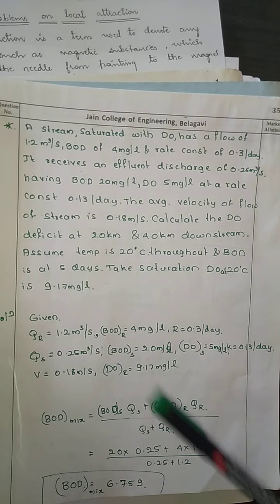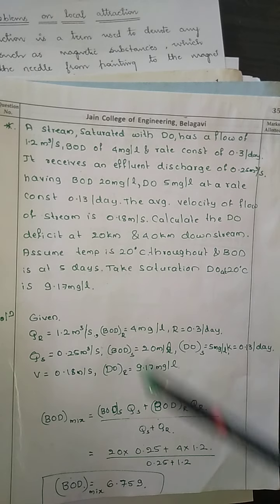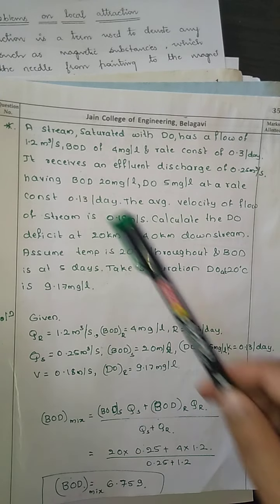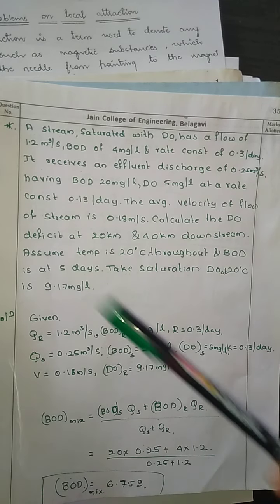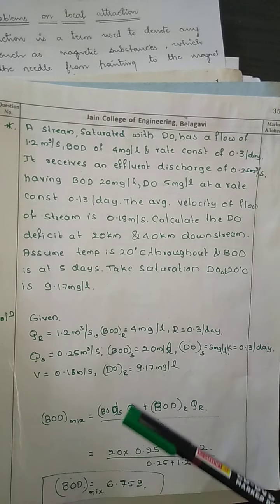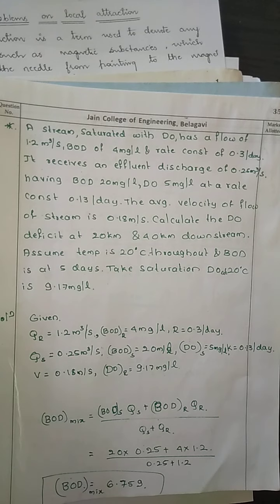That is the reoxygenation constant. It receives an effluent discharge of 0.25 meter cube per second, which has a BOD of 20 mg per liter and a DO of 5 mg per liter, at a rate constant of 0.13. This is nothing but your K value. Then the average velocity of the stream is 0.18 meter per second. Calculate the DO deficit at 20 kilometer and 40 kilometer downstream.